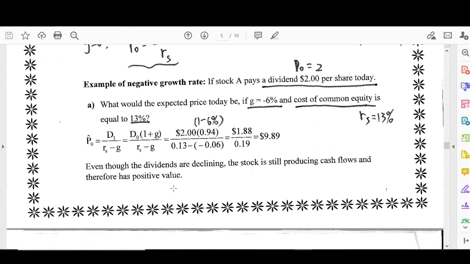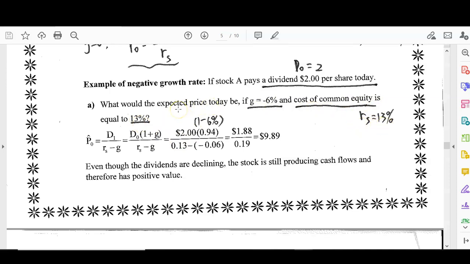The first example is relatively simple. The second example here is of a negative growth rate. What if stock A pays a dividend of $2 per share today, which means D0 is 2? If the dividend is paid today, it is D0 and it's $2. And we have G as negative 6%. Cost of common equity is 13%, which means RS is 13%.